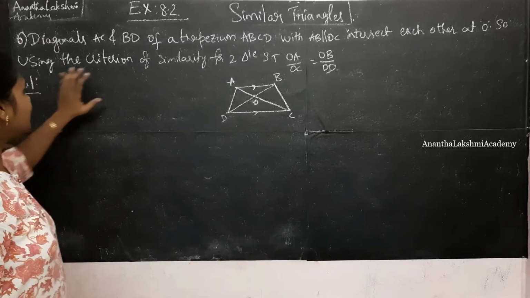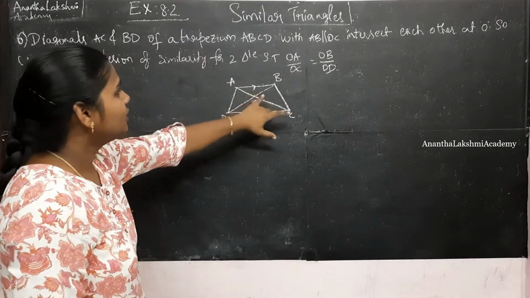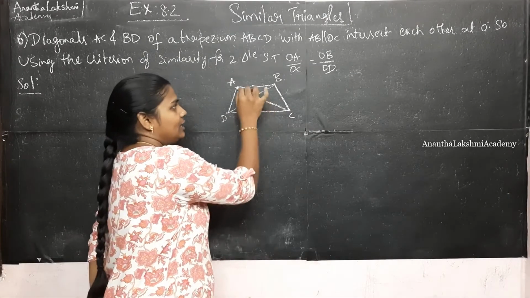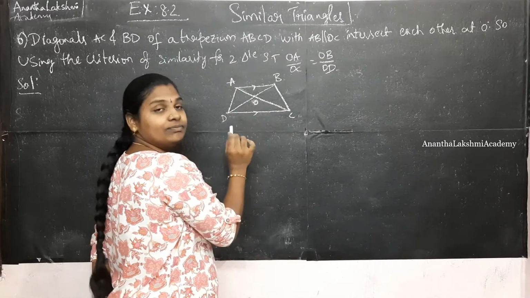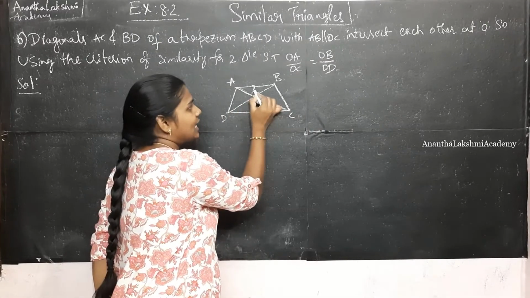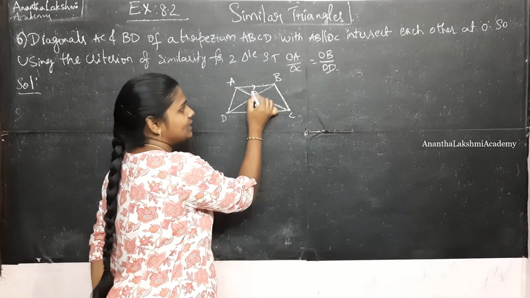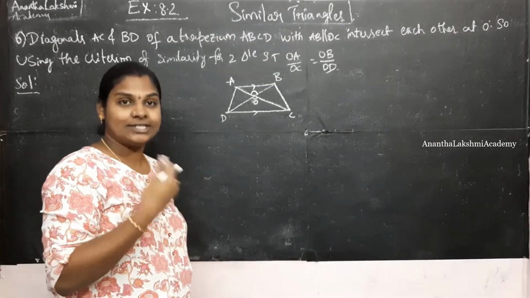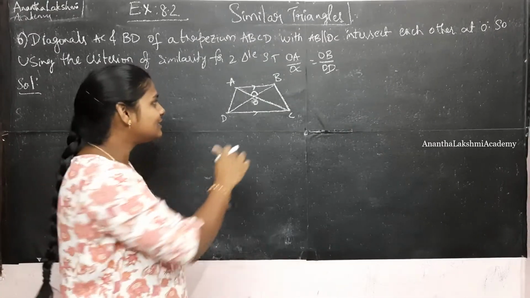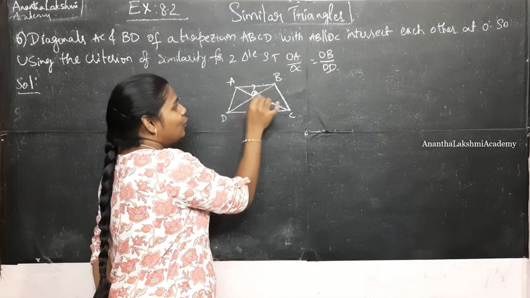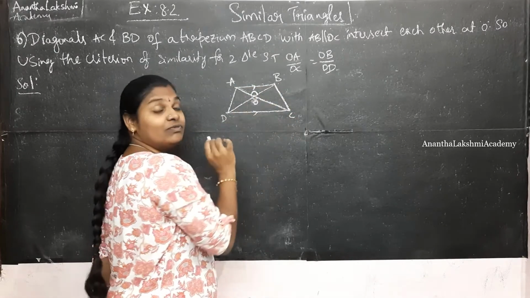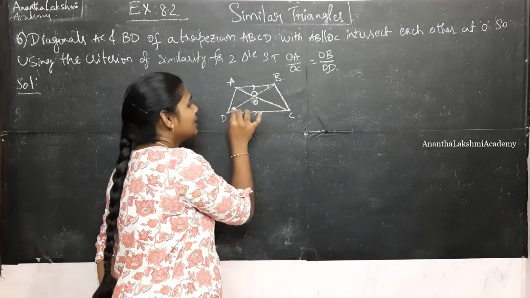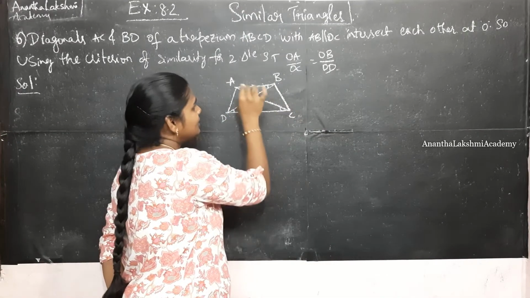Using the criterion of similarity for two triangles, show that OA by OC is equal to OB by OD. Here, if you observe carefully, the diagonals intersect at this point O. This angle and this angle: what are these angles? In your earlier classes, you have learned a number of angles: alternate angles, corresponding angles, vertically opposite angles. Angles AOB and COD are nothing but vertically opposite angles.